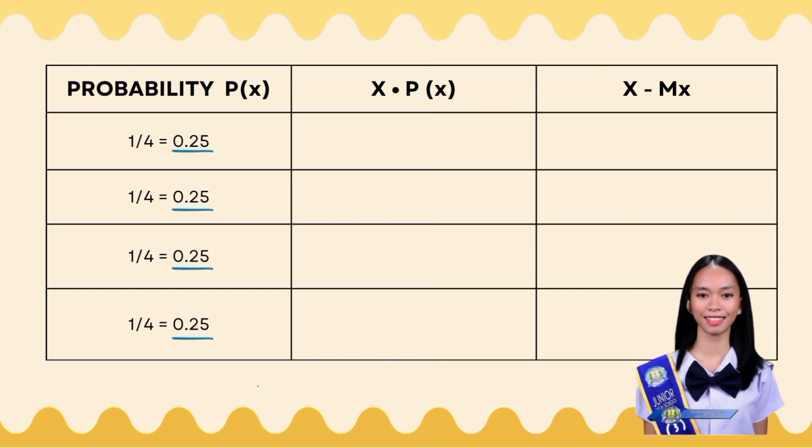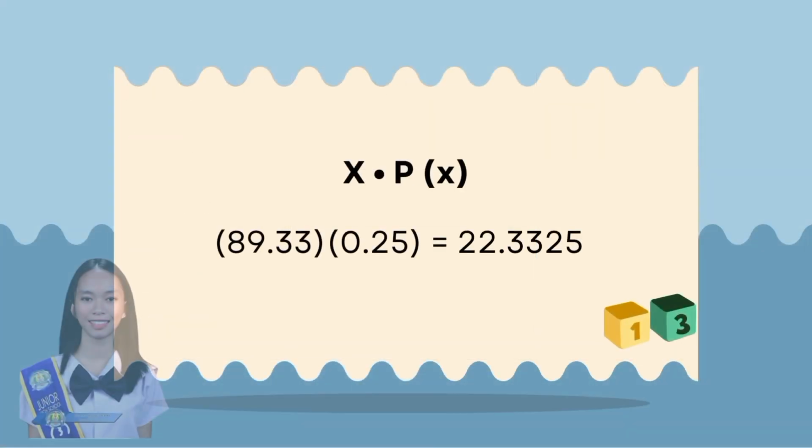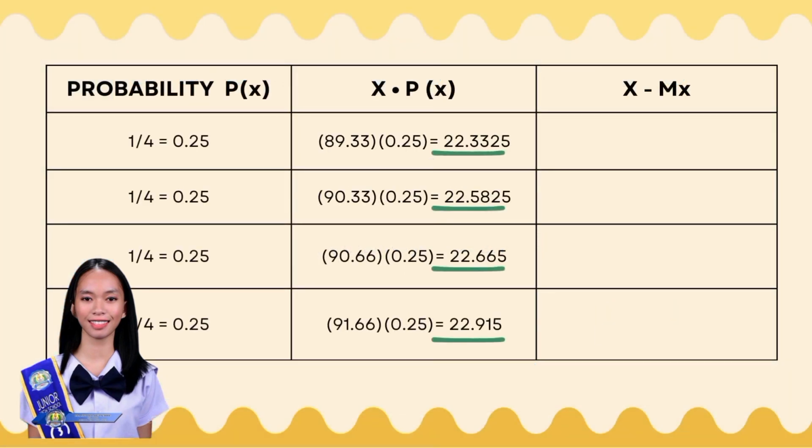Now, we will go to x bar multiplied by P(x bar). Let's answer the first one as an example. X bar or the sample mean is 89.33. P(x bar) or the probability is 0.25. So, we will have to multiply 89.33 with 0.25. Then, we got the product of 22.3325. We will have to do the same to the other 3. 90.33 times 0.25 equals 22.5825. 90.66 times 0.25 equals 22.665. 91.66 times 0.25 equals 22.915.